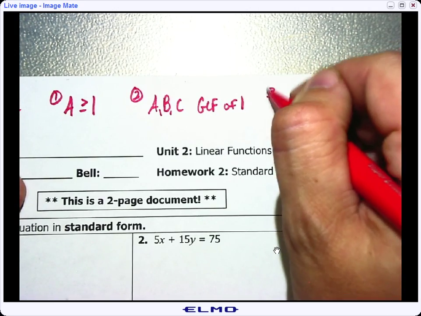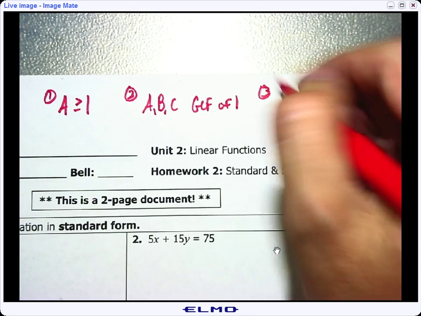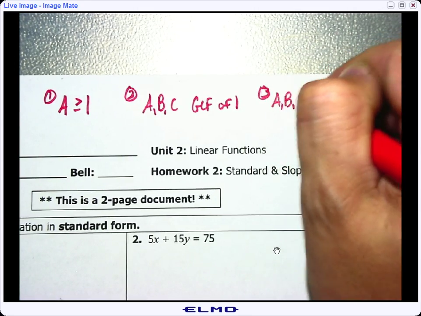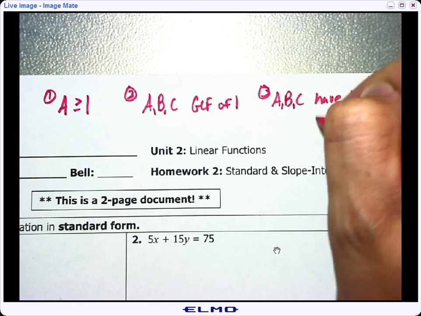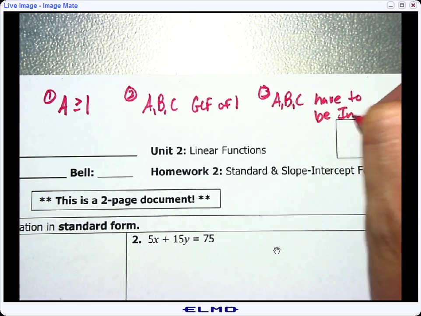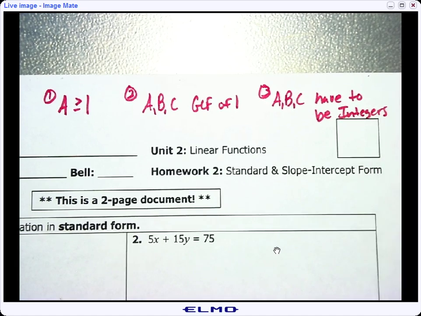And the third condition is a, b, and c have to be integers. In other words, they can't be fractions and they can't be decimals. All right, number 1.